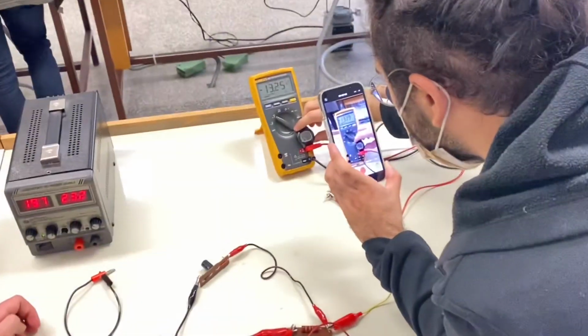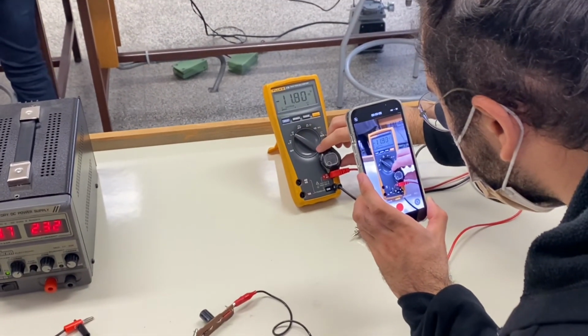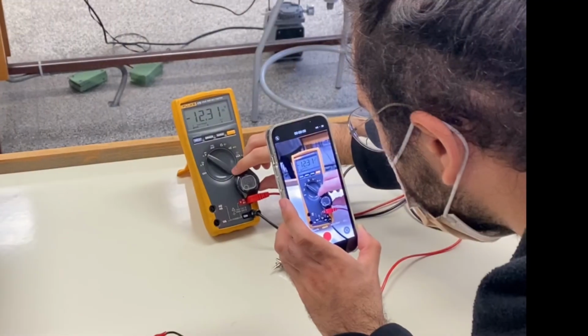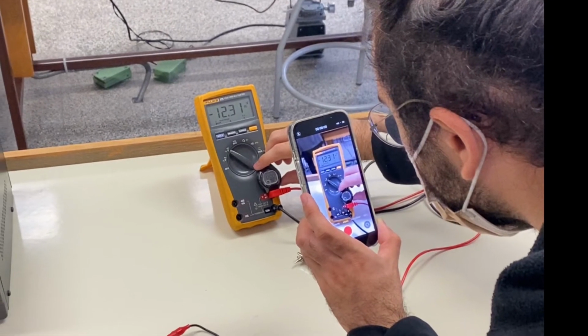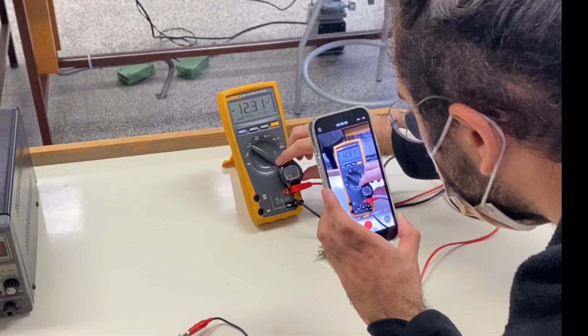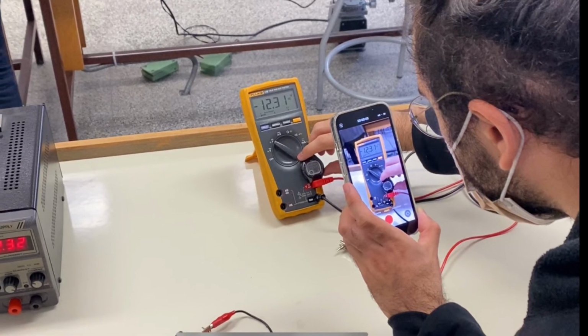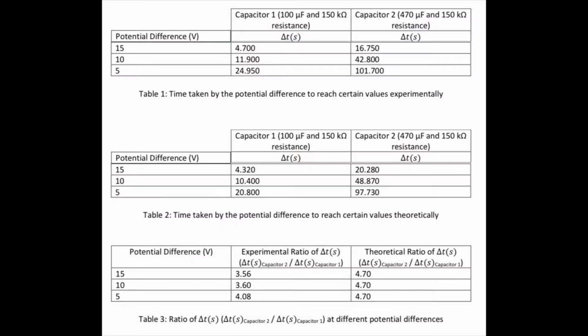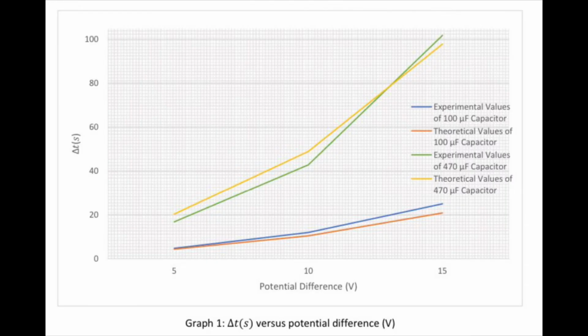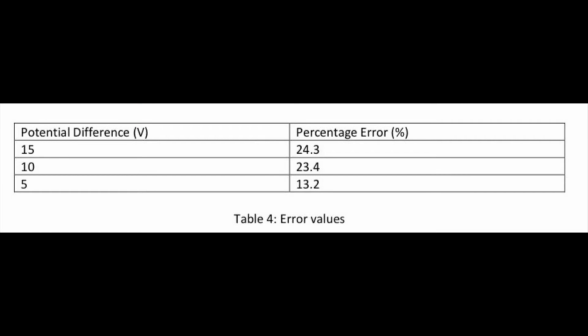At the same time, my friend started the stopwatch and we measured when the voltmeter connected to the two ends of the resistor displays 15, 10 and 5 volts respectively. I have obtained the shown data. The expectation was that the ratio of time values of two circuits should be constant and be equal to the ratio of capacitance values of capacitors.